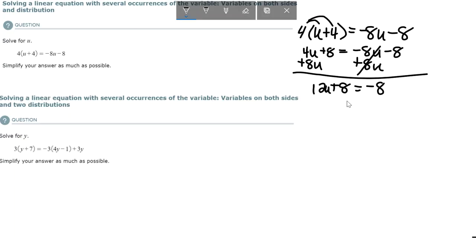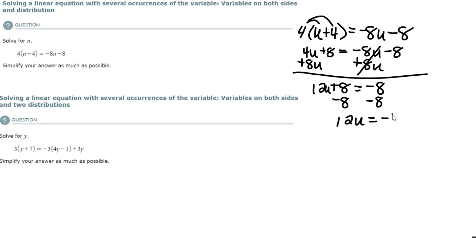So now I'm going to go ahead and subtract 8. And that gives me 12u is equal to negative 16. Since we have negative 8 and we're subtracting 8 more, that gives me negative 16. Now I'm going to undo the multiplication by dividing.